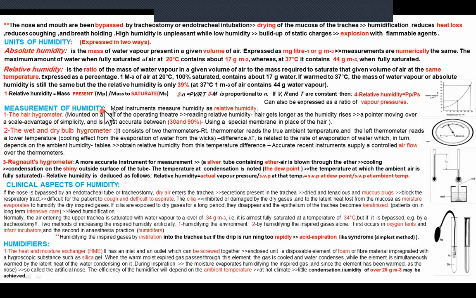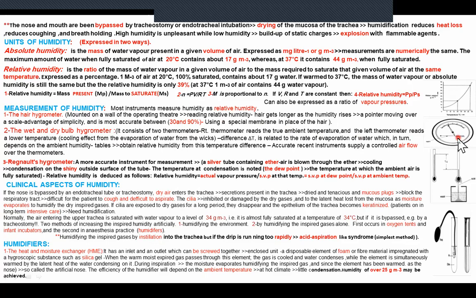Measurement of humidity. Most instruments measure humidity as relative humidity. So we are measuring a ratio of what is present over what is needed to saturate. First of all, the hair hygrometer. As you can see, the hair hygrometer is made of hair, natural hair, or it could be, of course, artificial.